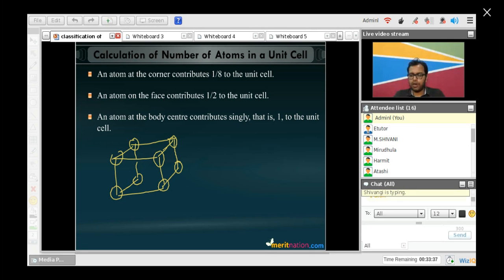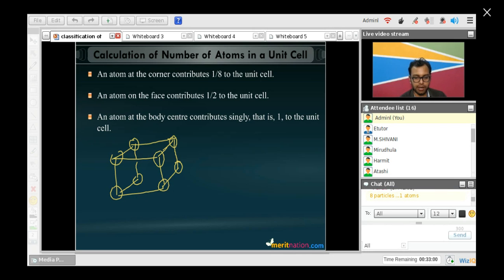Now, what is the process? You can't say that this cube contains 8 atoms, right? So how many atoms are contained inside the cube? Don't read the statement that has been written above. You can't say the number of atoms present inside the cube is 8. You will have to calculate how many atoms are present inside the cube. So how can you do that?